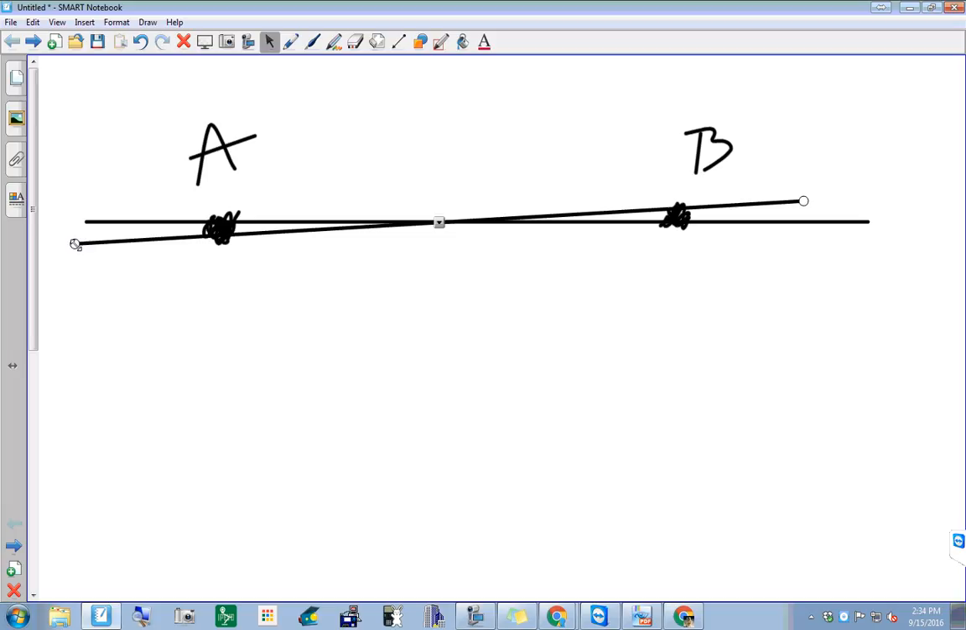What do we know about a point? It names a location, so I got location A and I got location B. What else do we know about a point? It's something that it doesn't have. Of course it doesn't have a line, it's a point. No size. So when we think about a point, we actually have to think of it being very, very small.